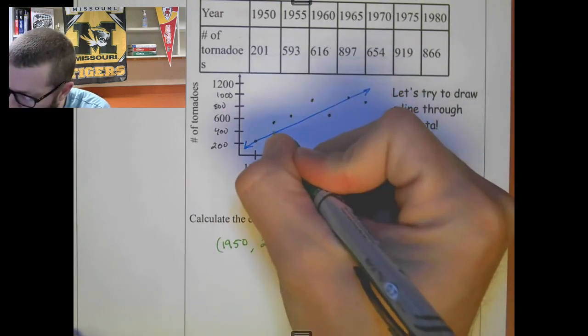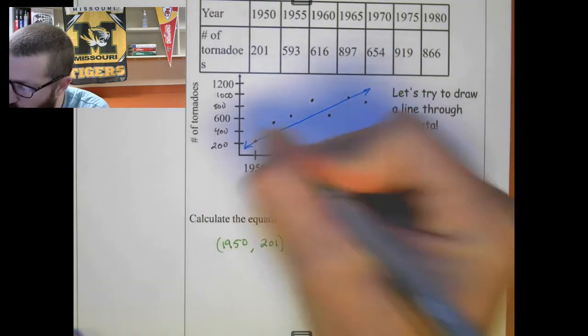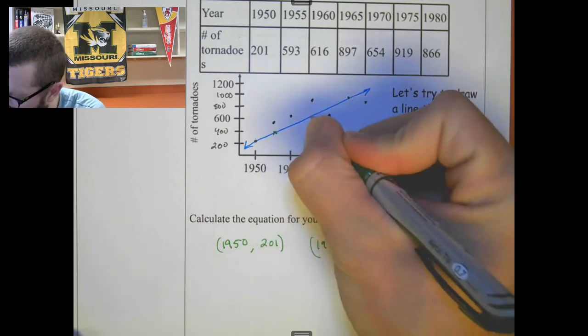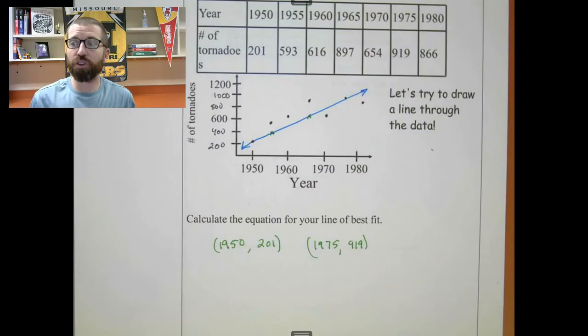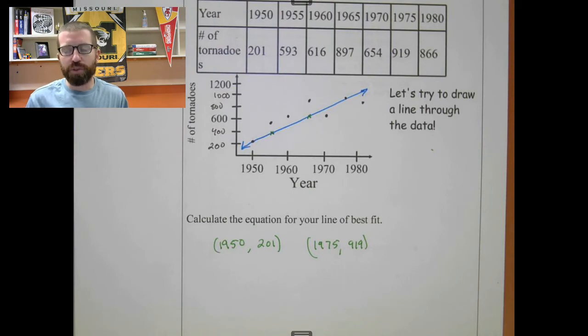Now, but notice, I could use this point. I could say, well, I'm going to use this point instead. It looks like 1955, 400, and then this point here, 1965, 600. So it really is an approximation, and your answers will vary. If you use 2 points, practically speaking, that means you're more likely to get the same answer as somebody else, but the points will vary.